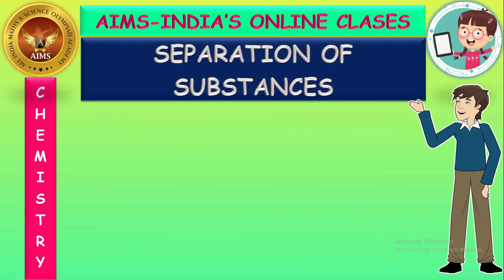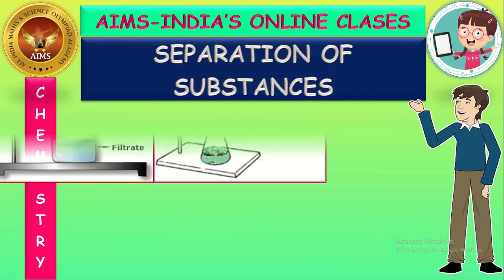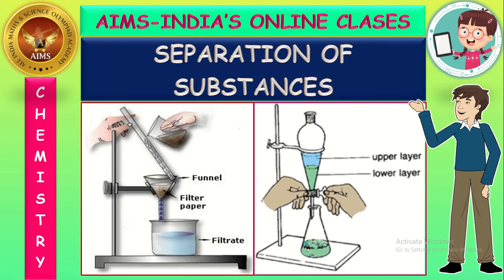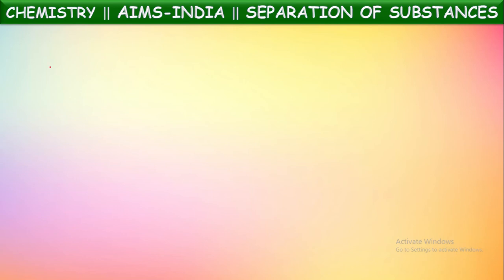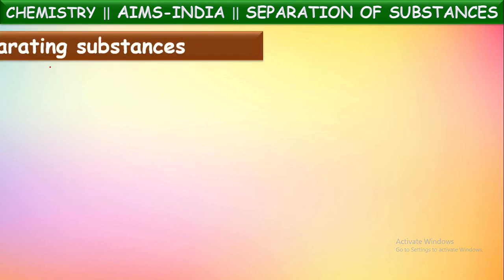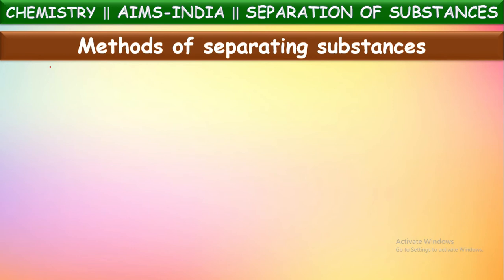Here we are discussing the chapter separation of substances. In this session we are going to discuss different types of separation techniques. In the earlier session we saw the introduction of these separation techniques, that is, the necessity of separation of mixtures, what mixtures are, and along with them some separation methods which we see in our daily life. Here also we are going to see some more separation techniques, those we call methods of separation of substances.